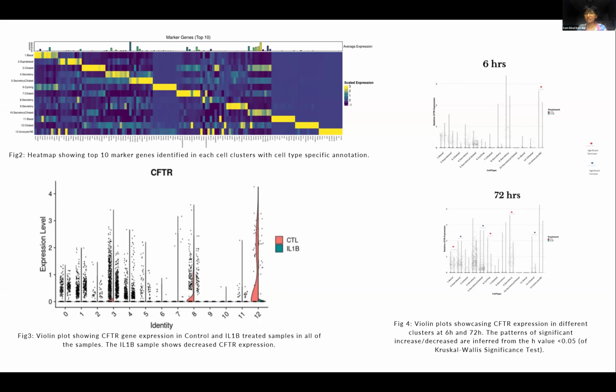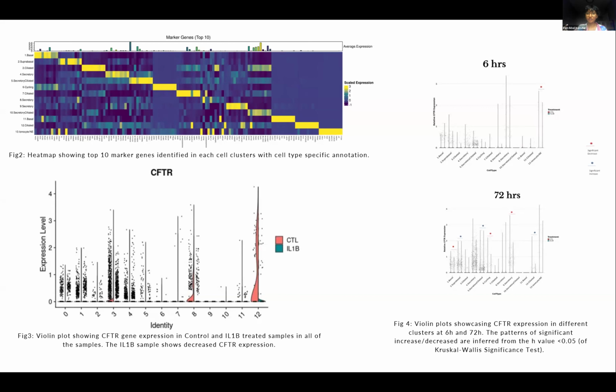So we created another set of violin plots for the different time points. We found a decrease in the CFTR expression in ionocytes after 6 hours. However, we didn't find a significant decrease at 72 hours. When it came to secretory cells, we found a significant decrease in CFTR expression, which was not found at 6 hours. This is also very interesting because CFTR mRNA production changes after a certain period of time, and the cell population and the cell clusters also change with time.